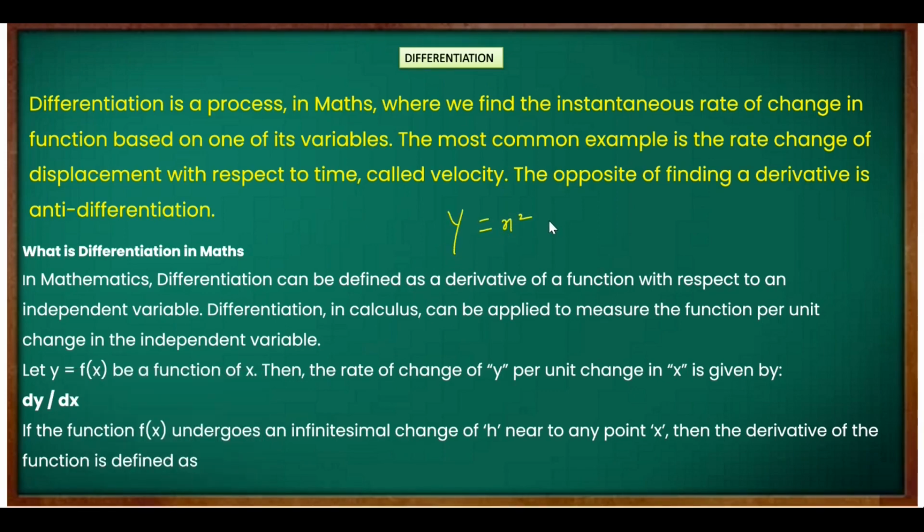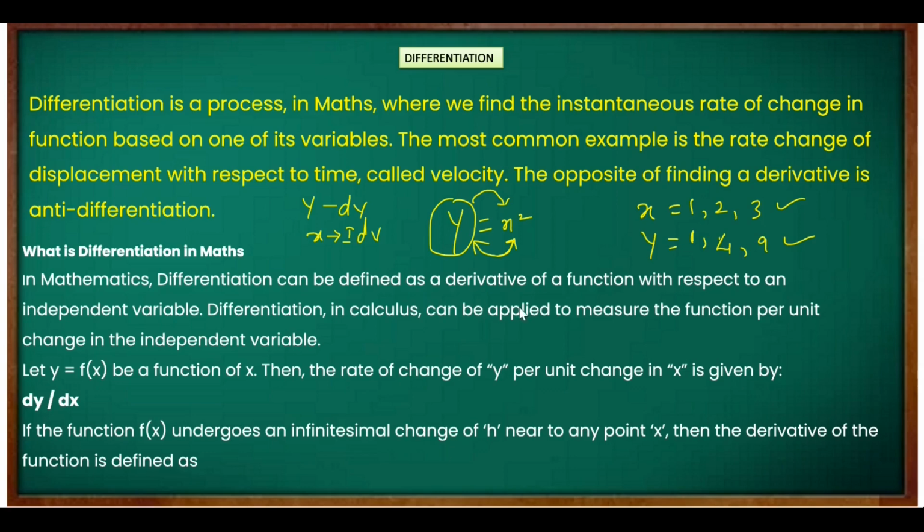If you change the value of x, x equal to 1, 2, 3, y will also change. For 1 it will be 1, and then it will take 4, it will take 9. So what is happening? As x changes, y is also changing. Therefore, we can say y is dependent on x. But x is not dependent on y. Here y depends on x. Therefore, we say y is the dependent variable and x is the independent variable.